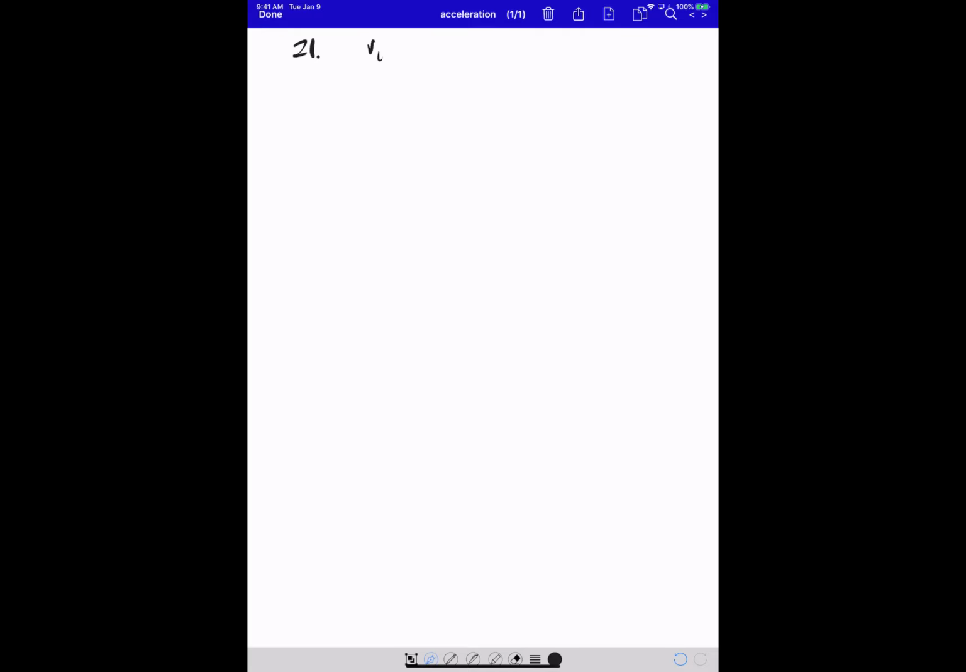So we're given that the initial velocity is 0 meters per second. We're also given that the final velocity is 50 meters per second. And keep in mind that this final velocity is the takeoff speed. So we're going to write this down.